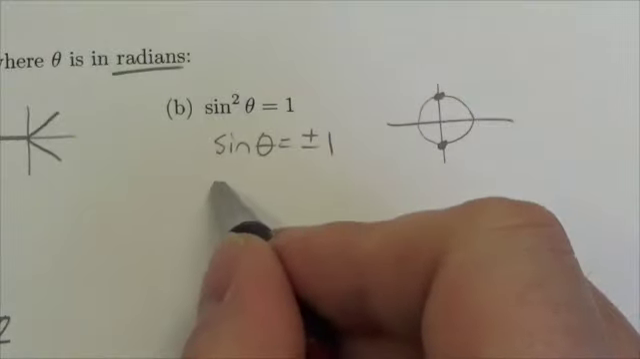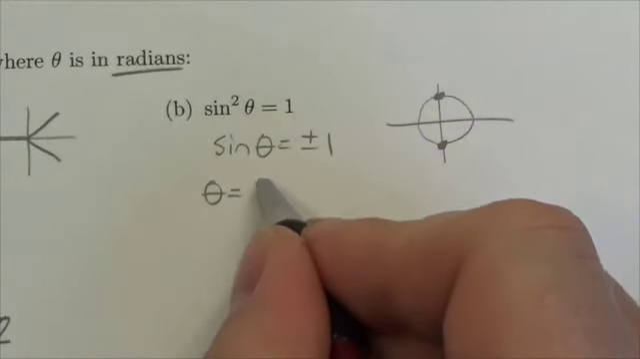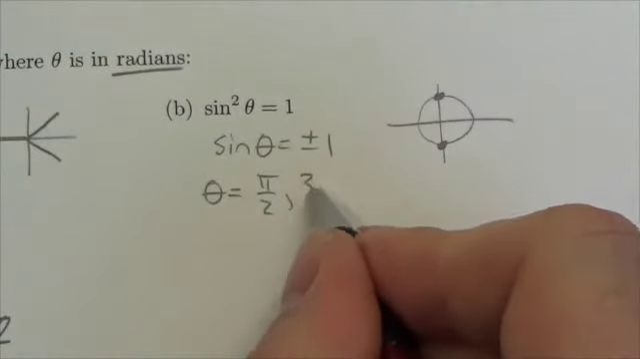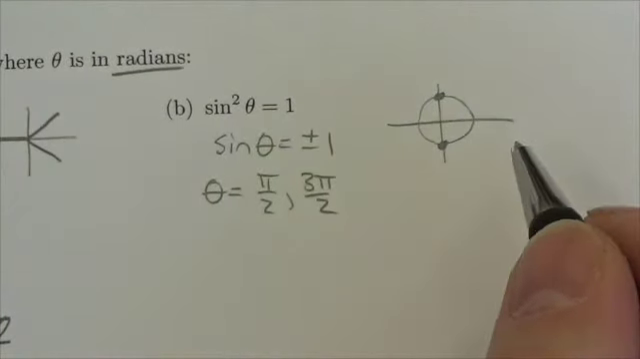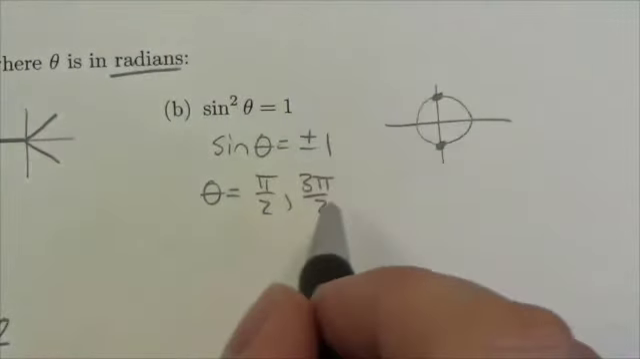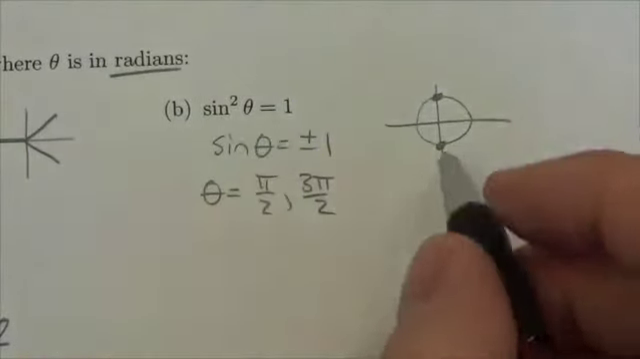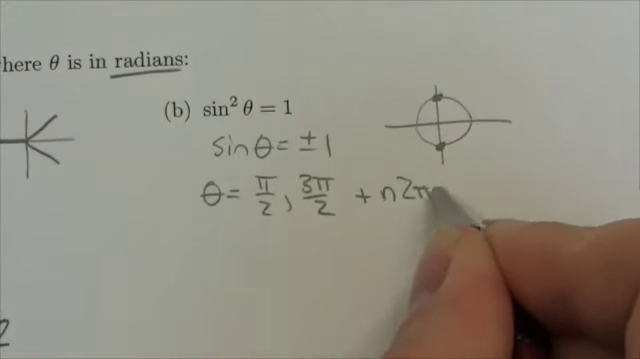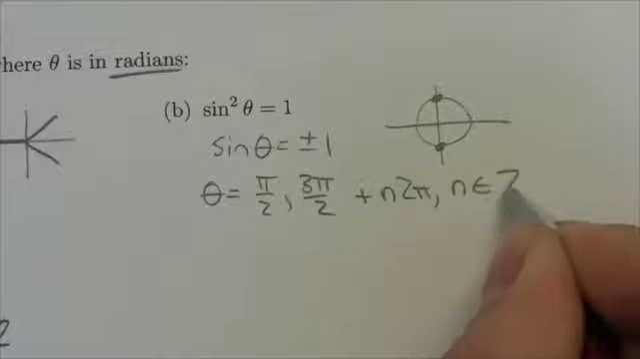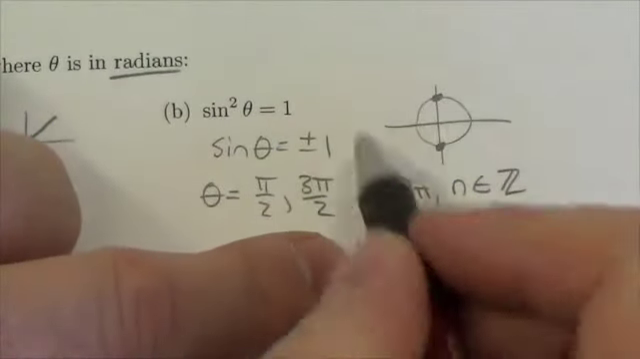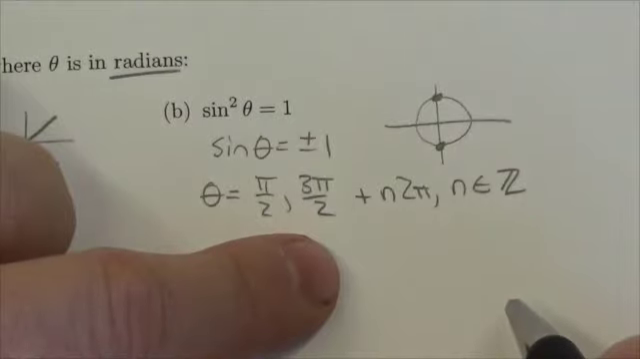So one of the angles that I'm getting here is going to be pi over 2. And when I come down to here, the next angle that I'm getting is 3 pi over 2. So here are the two angles in one rotation that satisfy my equation. Now, to make a general solution of this, I could add n 2 pi, where n is an element of the integers. For each of these angles, I'm just going to continually add full rotations to that.